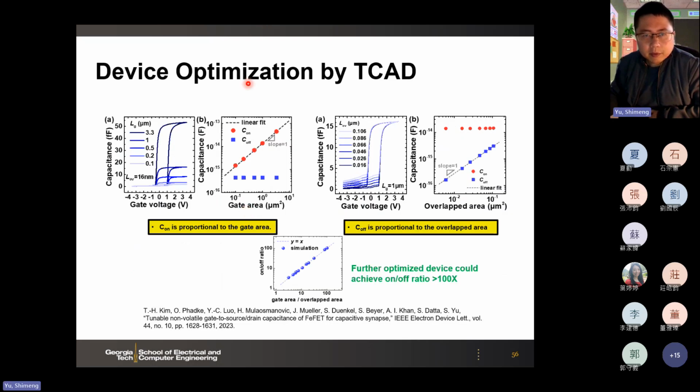And also we can further optimize the on-off ratio, because with TCAD we can change the gate overlap length, and then we can change the C off. In principle, we can get larger than 100 on-off ratio in terms of capacitance, if we can change the device structure in the future. But right now, since the GlobalFoundries wafer is prefabricated, we cannot change anything. So here the measured on-off ratio is about 20 to 30.